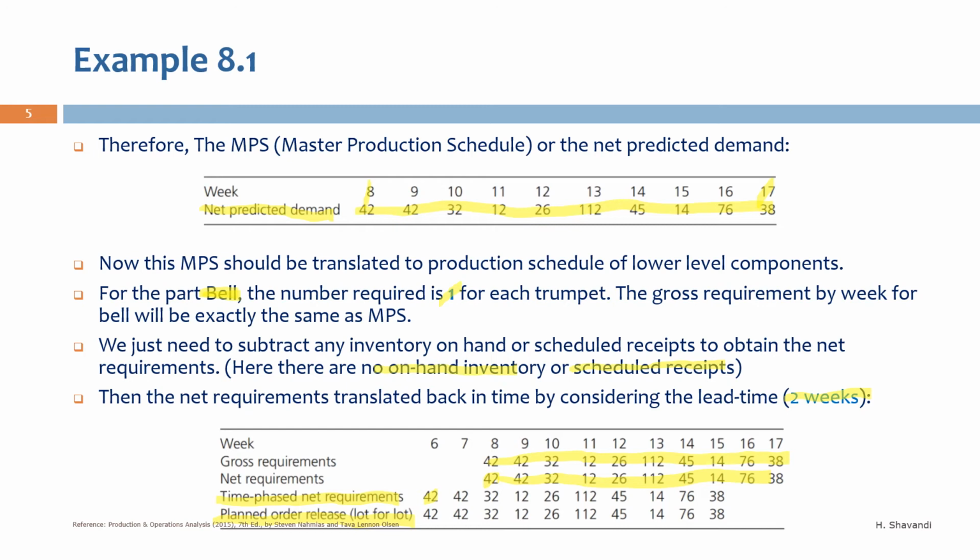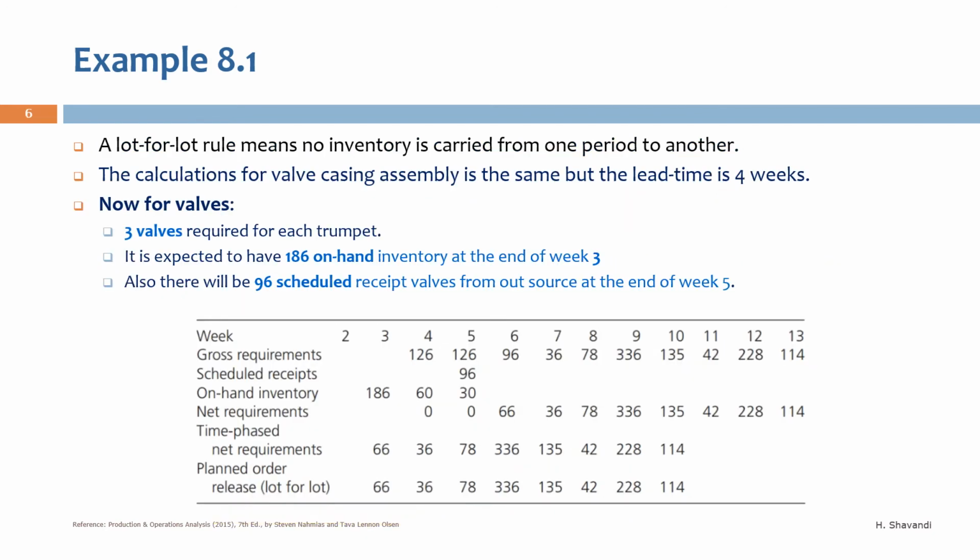Here we consider the batch orders for purchasing or producing, and in this case we have considered lot for lot. The lot for lot policy means that we produce the exact amount at each period that we need. So we are not going to produce more to keep in our inventory for later periods. At each period, we produce the exact amount that we need in that period. This is called lot for lot policy. So those calculations were for bale.